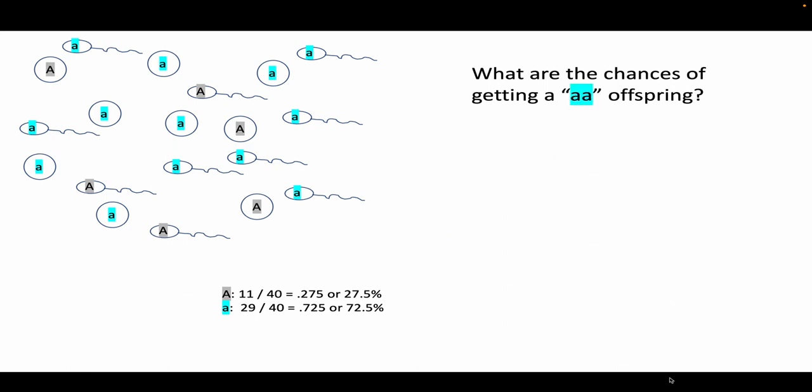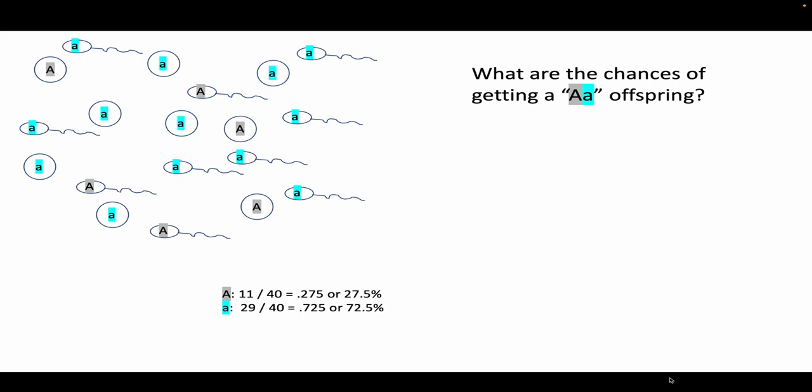And likewise, what are the chances of getting a little a offspring, or homozygous recessive? Same thing. The chances of grabbing a recessive are 72.5%, so 0.725 times 0.725 ends up being around 52.6% that would be homozygous recessive.